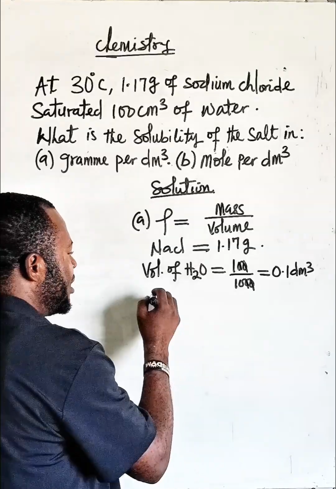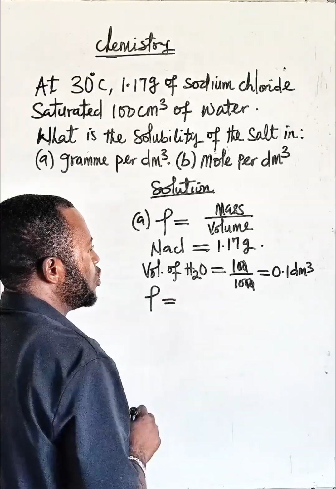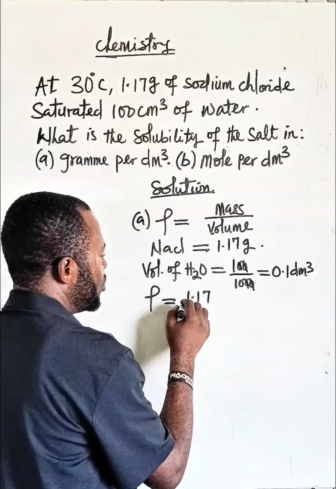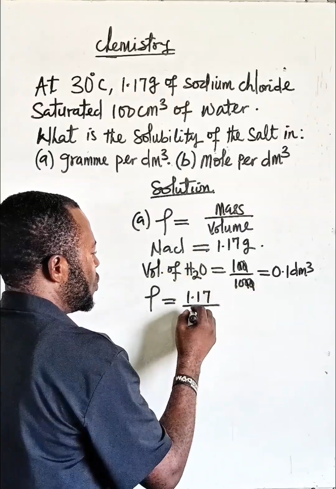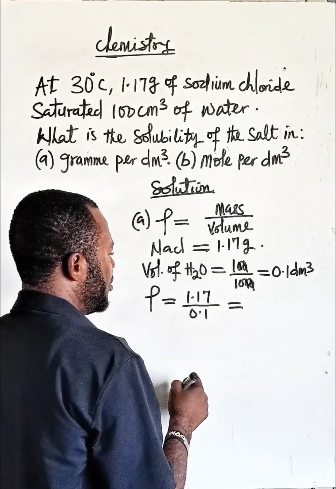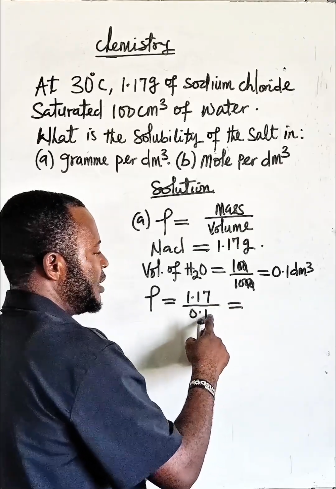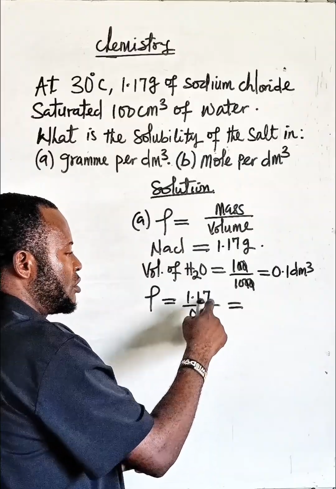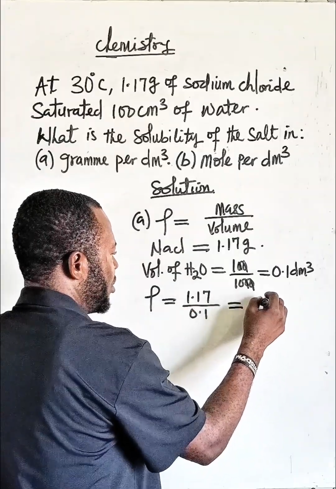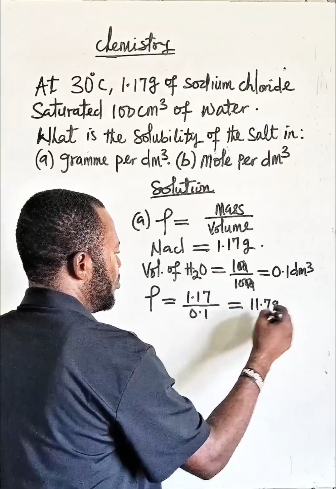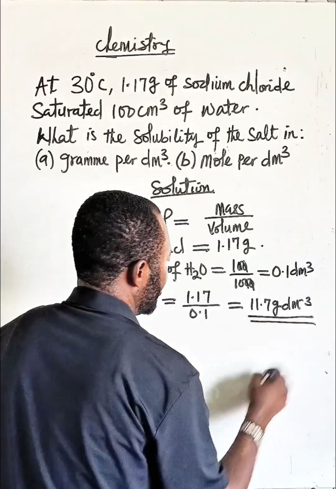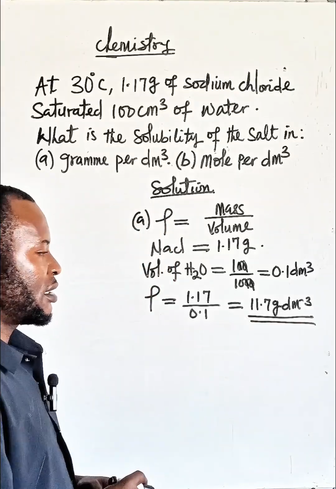That means that the mass concentration rho is equal to the mass, 1.17 grams, all over volume. Volume is 0.1. So this divided by this will give us, multiply this by 10 to remove this decimal point, also multiply this by 10. And when you multiply this by 10, you have 1.7 gram per dm³. So this is the mass concentration, which is the first answer.